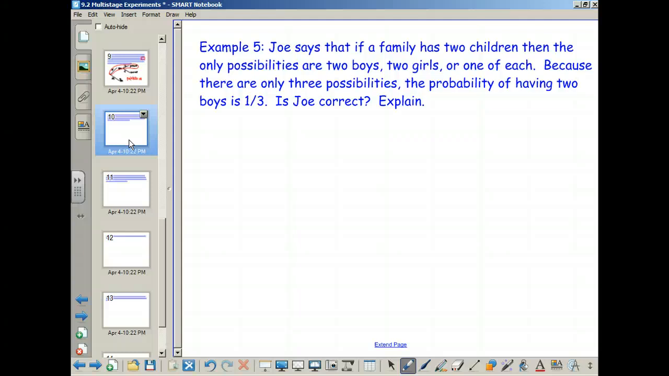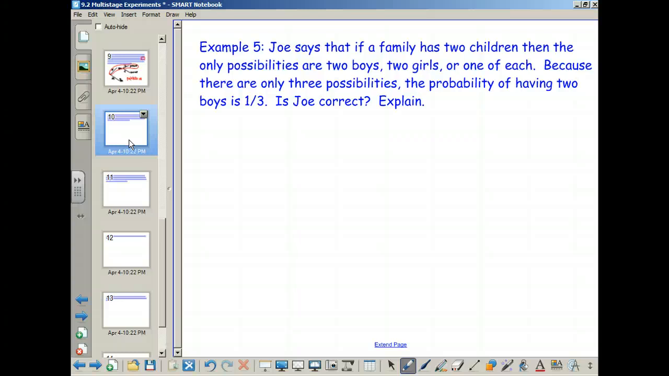All right, let's see what we have next. Joe says that if a family has 2 children, then the only probabilities are 2 boys, 2 girls, and 1 of each. This is kind of like our basketball example. Because there are only 3 possibilities, then the chance of having 2 boys is 1/3. Is this correct? Excellent. I already drew this tree diagram.